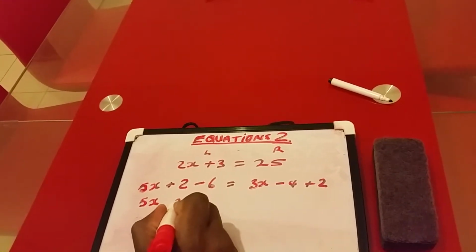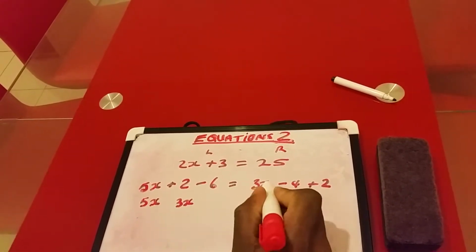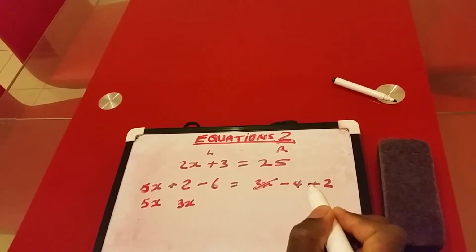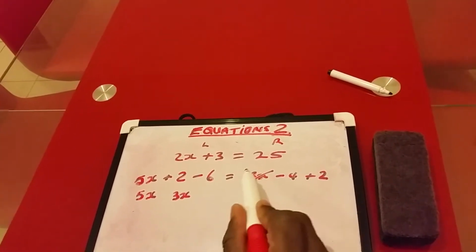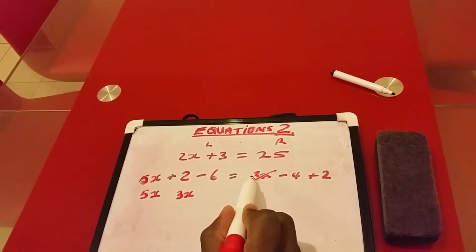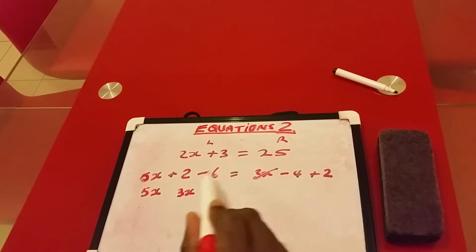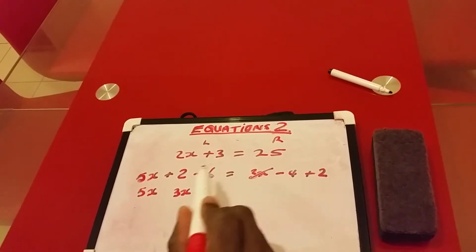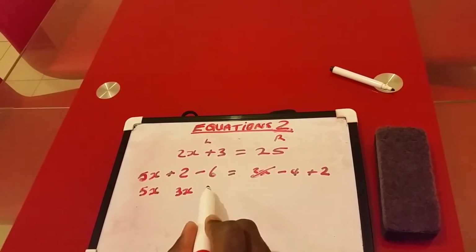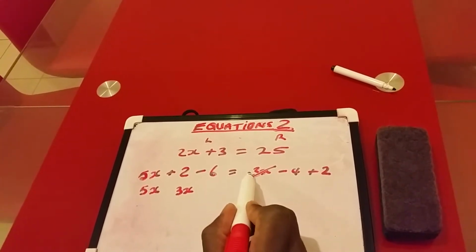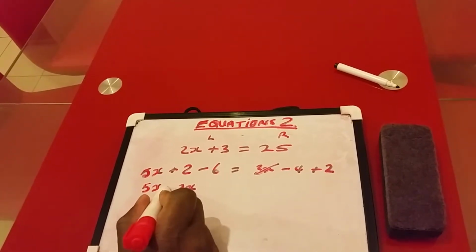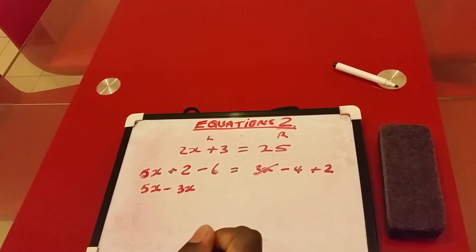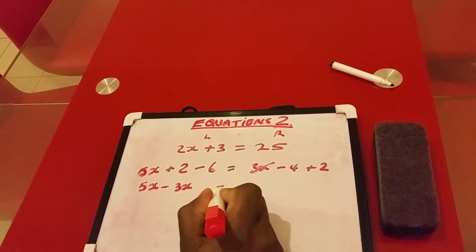So I'll put it here as 3x, and I just cross it out there so I don't lose anything in my equation. Now remember we said that when you move things from left to right, it remains the same, but the sign changes. So on the right hand side it was plus 3x, I move it to the left hand side, so it becomes minus 3x. And I put back my equal sign.